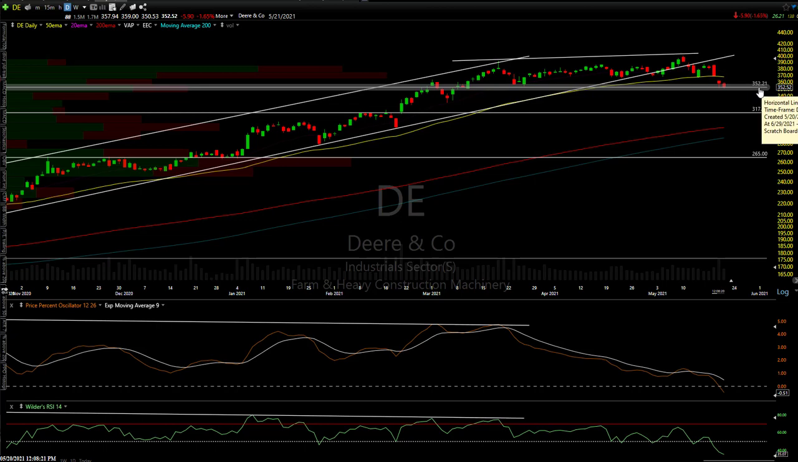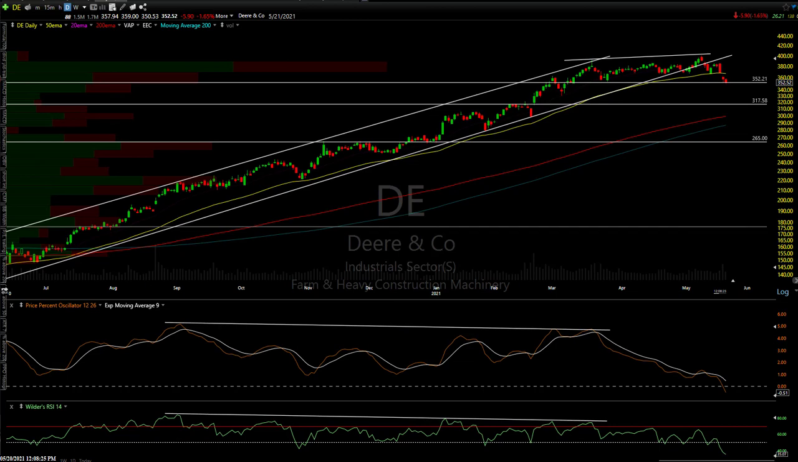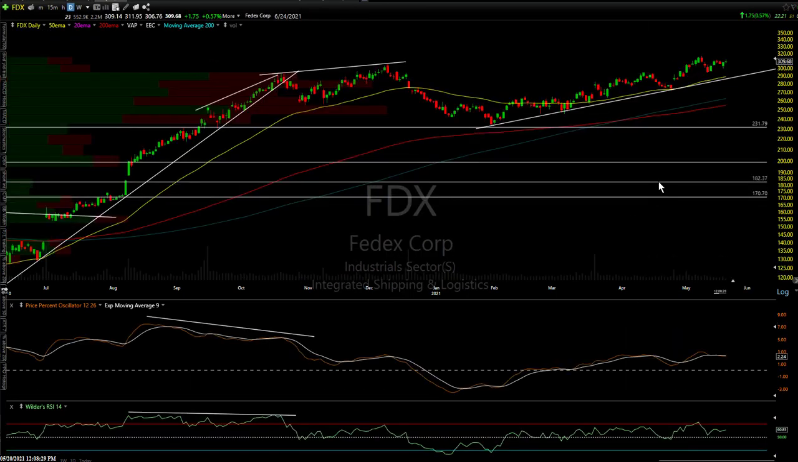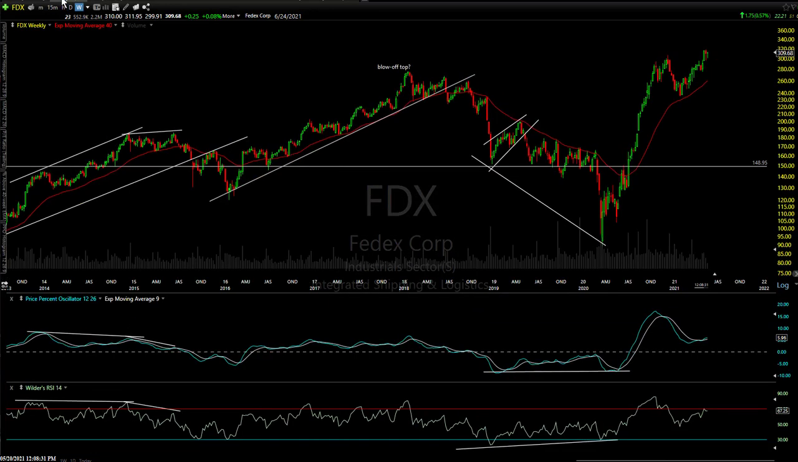There's that 352, we'll call it support. That would open the door to the next level down. All right, so you get the picture. I don't have all these marked up, but I'm going to go over one more thing, and then we're going to get to the financials and wrap this up.